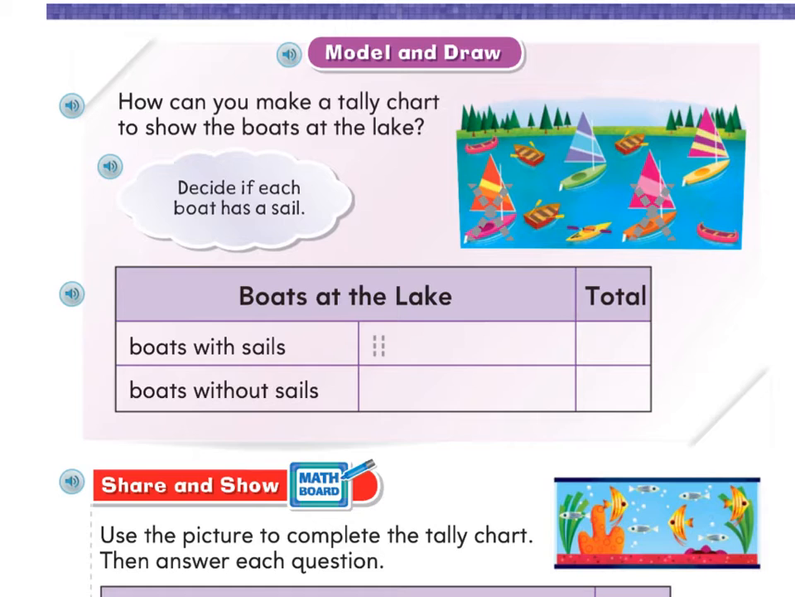So we have boats with sails. We have 1, 2, 3, 4, and then I wrote the number 4. Then boats without sails, we have 1, 2, 3, 4, 5, 6, and wrote the number 6. Is that how you did it? Okay, great, we're ready to move on.